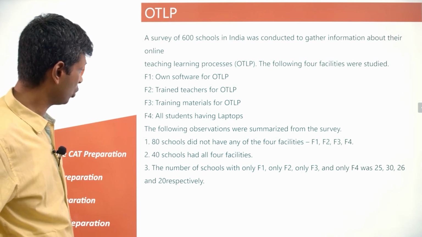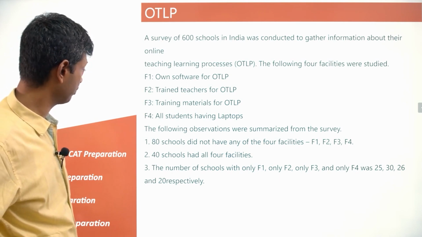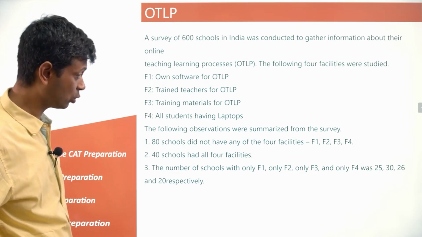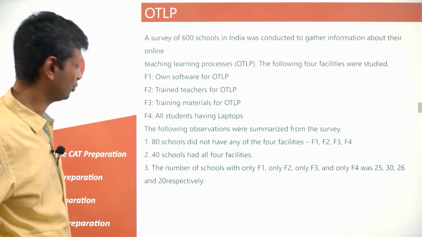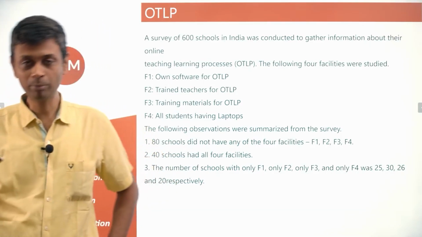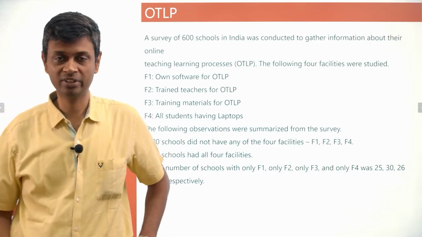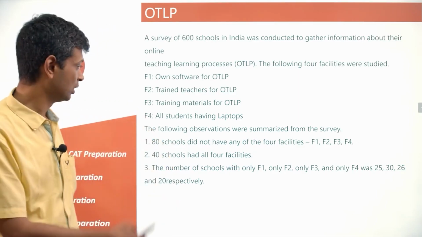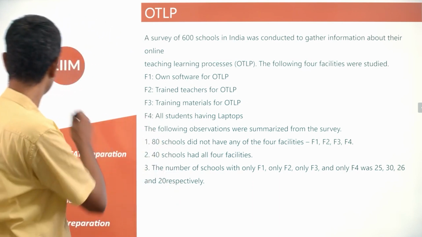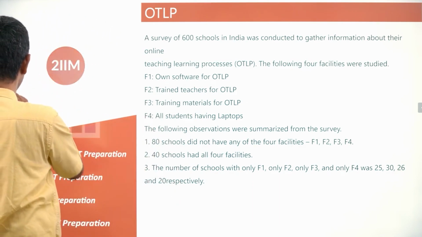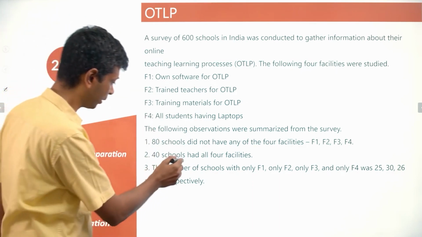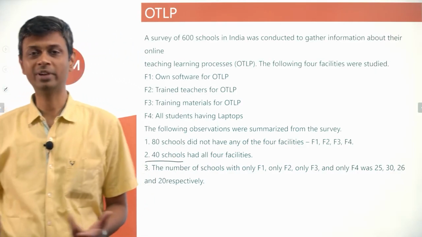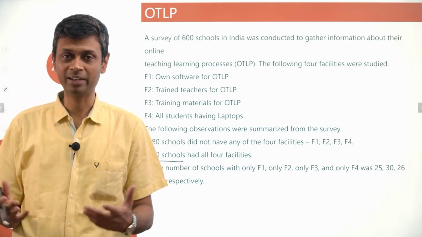4 categories. The following observations were summarized from the survey. 80 schools did not have any of the 4 facilities. 40 had all 4. Okay. Straight away, the important thing is to look at an LRDI set and then say where are the cards falling. You read till here. Then you should be able to say, okay, Venn diagram, set theory. I'm drawing diagrams, I'm going to figure out.